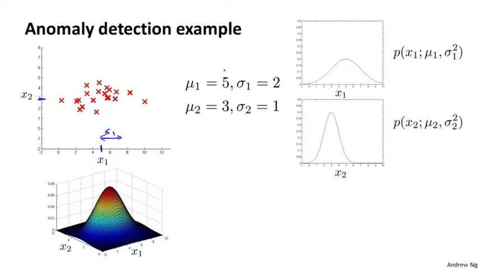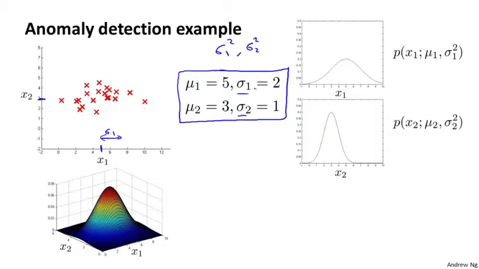So if you take this data set and estimate mu1, mu2, sigma 1, sigma 2, this is what you get. And again, I'm writing sigma here, thinking of standard deviations, but the formula on the previous slide actually gave estimates for the squares of these things, so sigma squared 1 and sigma squared 2. So just be careful whether you're using sigma 1, sigma 2, or sigma squared 1 or sigma squared 2. So sigma squared 1, of course, would be equal to 4, as the square of 2. And in pictures, p of x1 parameterized by mu1 and sigma squared 1, and p of x2 parameterized by mu2 and sigma squared 2, would look like these two distributions over here.